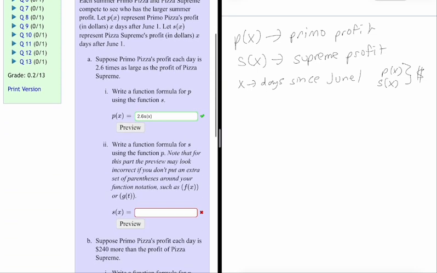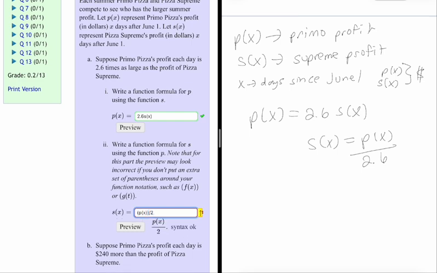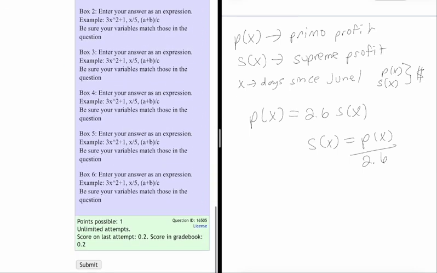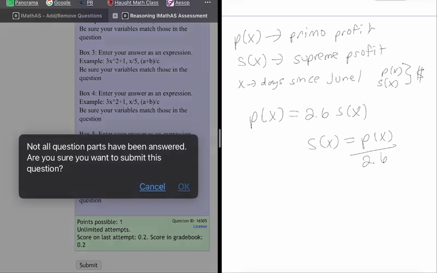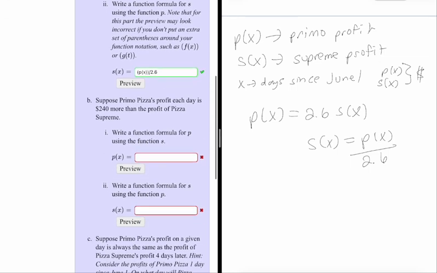But then it says write a formula for S using the function P. So we know that P of X is 2.6 times S of X. So S of X would have to be P of X divided by 2.6. I'm going to put P of X in parentheses so I can tell them the whole thing is divided by 2.6. So that is what they're looking for there. That's that first section. If you want to try to turn that green, let's do part B.